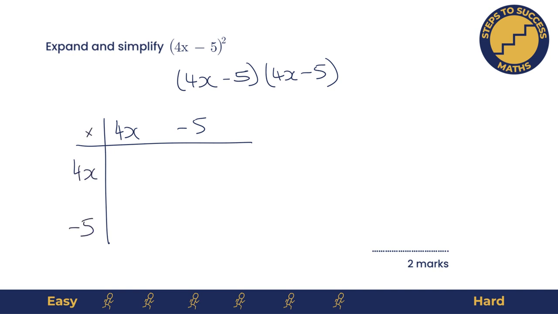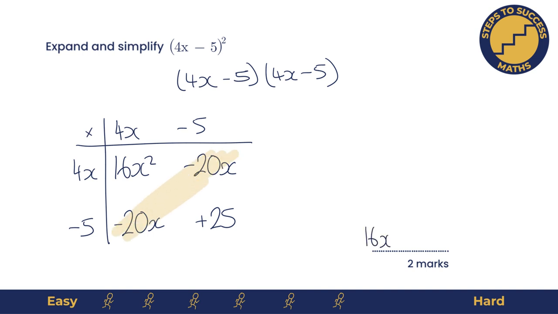4x times 4x, 16x squared. 4x times negative 5, negative 20x. Negative 5 times 4x, negative 20x, and negative 5 times negative 5, that's plus 25. So we've got 16x squared minus 20x minus 20x, which is minus 40x, plus 25.